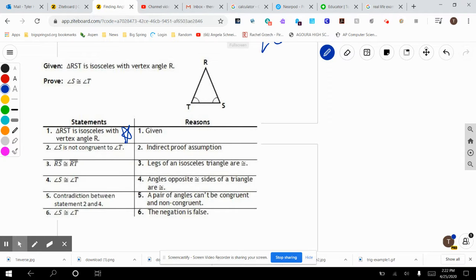We know that. Now, number 5 says contradiction between statement 2 and statement 4. A pair of angles can't be congruent and non-congruent. So they're going in a different direction here and saying that if we have a negation, if something doesn't work out, that means it can't be true. In other words, if you would say, I always do my homework, and then one day you don't have your homework done, that means that statement's not true because you contradicted it. So for something to be true, it has to be true all of the time. For something to be false, it only has to be false once.